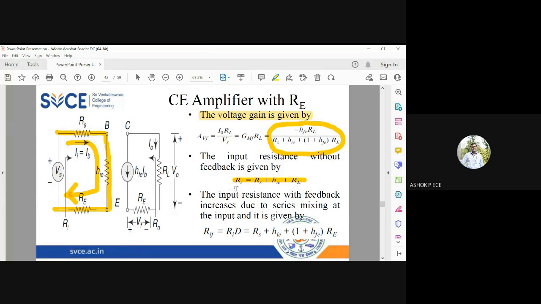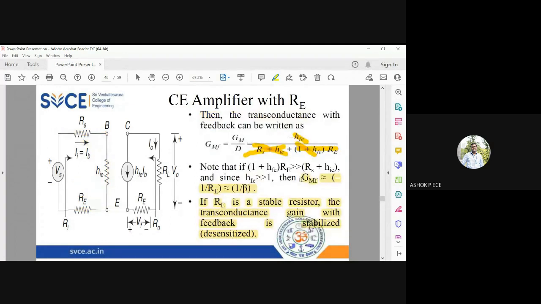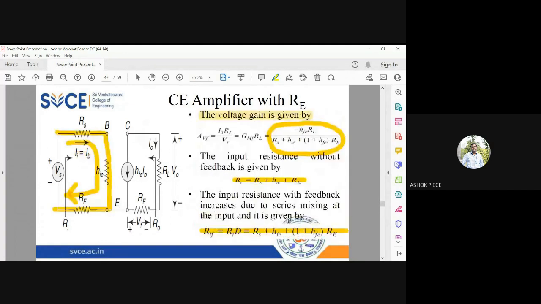This is without feedback. With feedback, RIF equal to RI into D. You should know why we are multiplying by D. It is current series feedback. Input side series. When you see the term series, resistance will increase. So RIF equal to RI into D. So RI, you have the expression derived here, and D, the sensitivity we have here. So divide both, you get this expression.